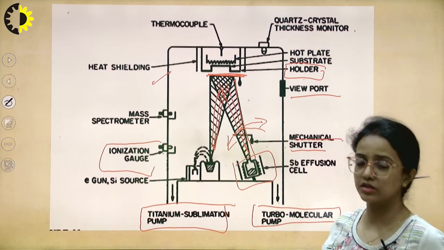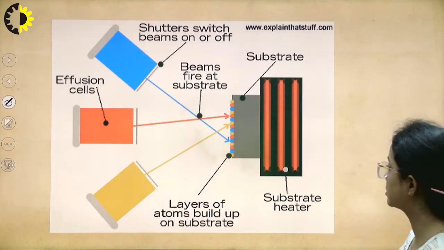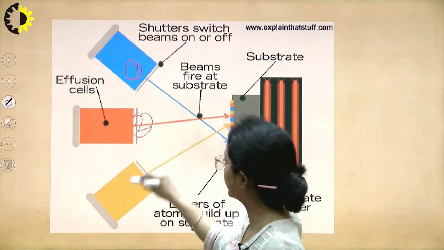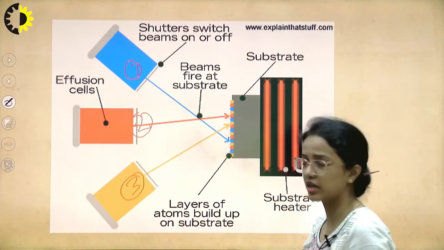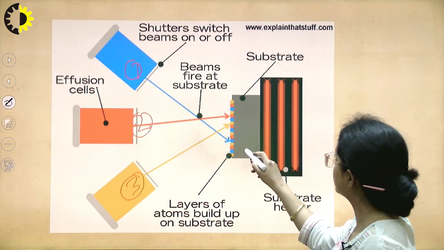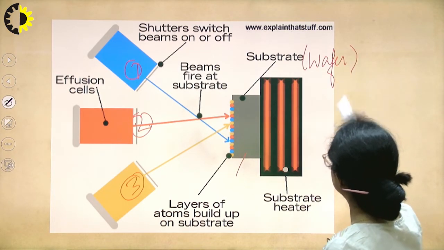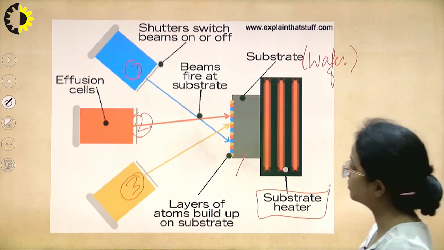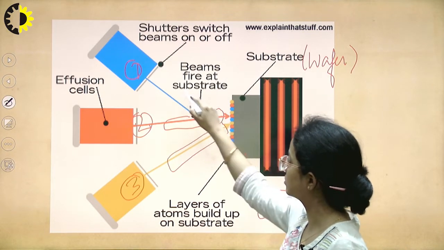We have certain newer and updated diagrams. In this one, as I have discussed, these are the effusion cells: effusion cell 1, 2 and 3. These are the 3 effusion cells ejecting different types of atoms and molecules. And this is the substrate, or we can call it the wafer. This is the substrate heater. And here we can see that these are the beams of the required material.